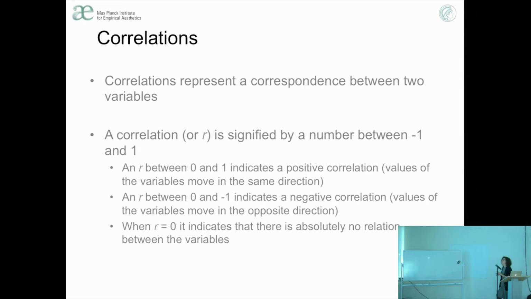Then a correlation coefficient between 0 and -1 indicates a negative correlation, and in that case the values of the variables will move in opposite directions of each other. When the correlation coefficient is 0, it indicates that there is absolutely no relation between the variables whatsoever.